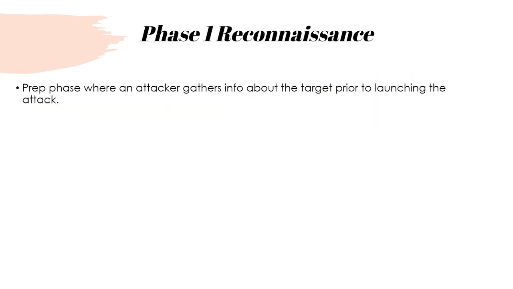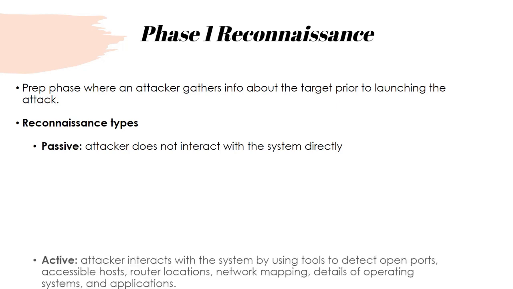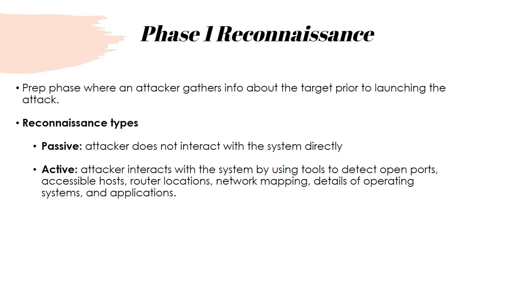So reconnaissance, right? We have already gone through this, but I want to give you a brief overview of what reconnaissance is here. So phase 1, reconnaissance. We talked about passive, where an attacker does not interact with the system directly. And then we have the active, where the attacker is actually interacting with the system by using tools to detect open ports, different availabilities that are there to be able to connect to, right? The passive is where somebody can be across the world and just not really connected to anything. And then the active is actually where there's some sort of connection made to the network through some kind of port or whatever kind of loophole available.